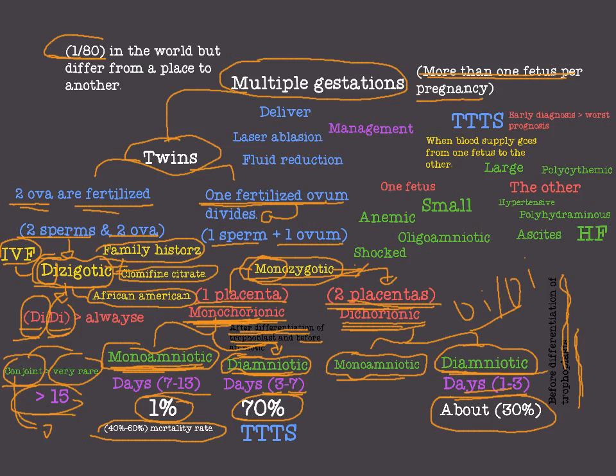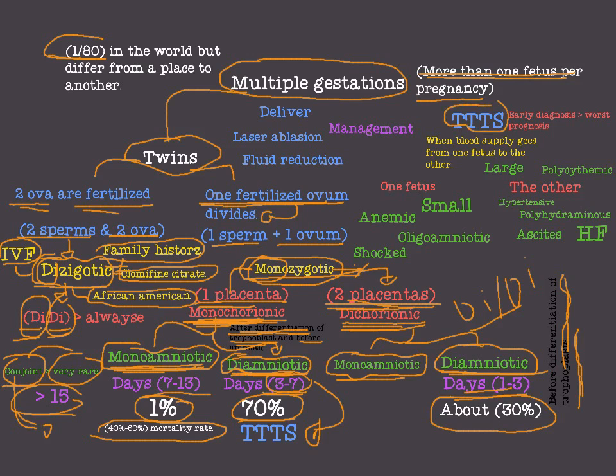In the monochorionic diamniotic, between the 3 and 7 days fetuses or twins, we will have a special case of what we call twin transfusion syndrome. Okay, and let me remind you that 70% of all cases is monochorionic, okay, diamniotic. So what is twin transfusion syndrome?